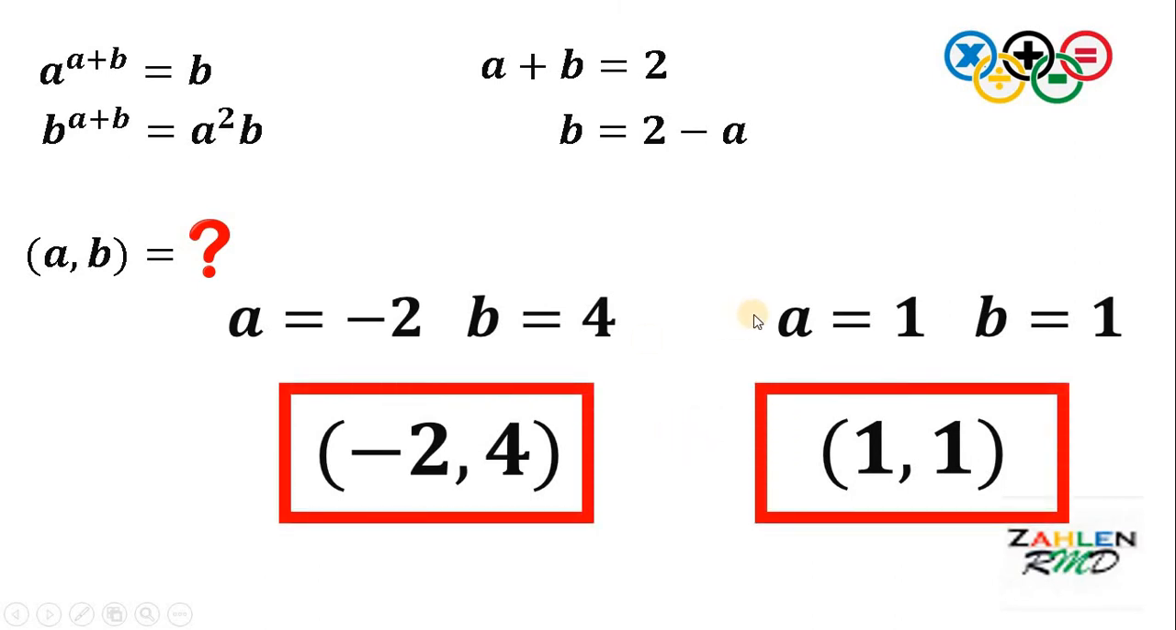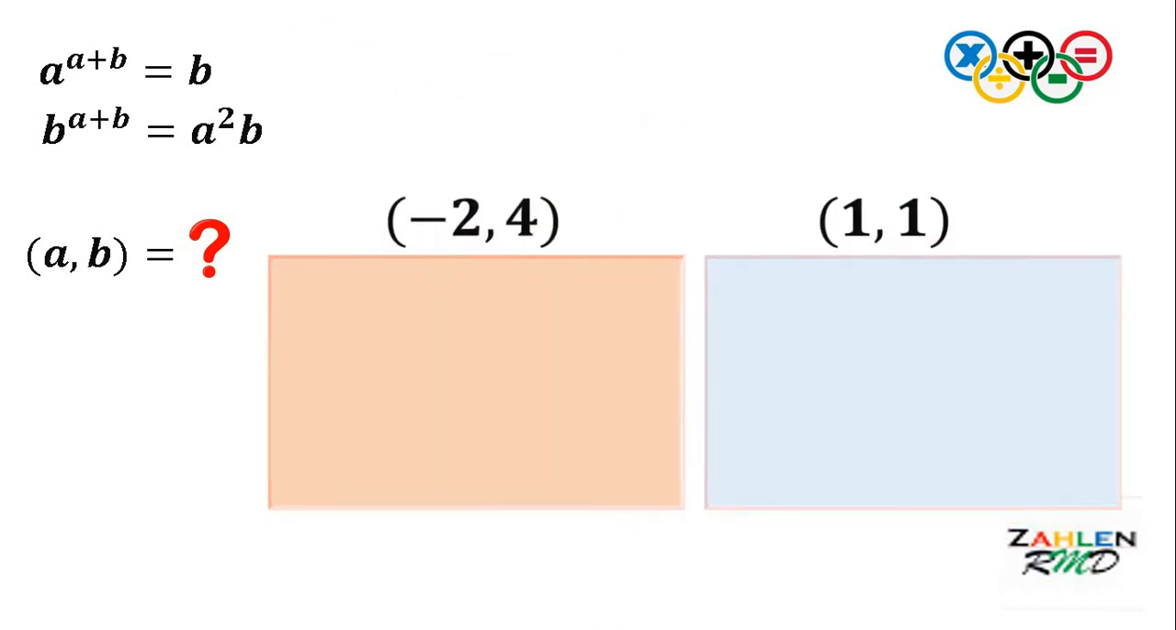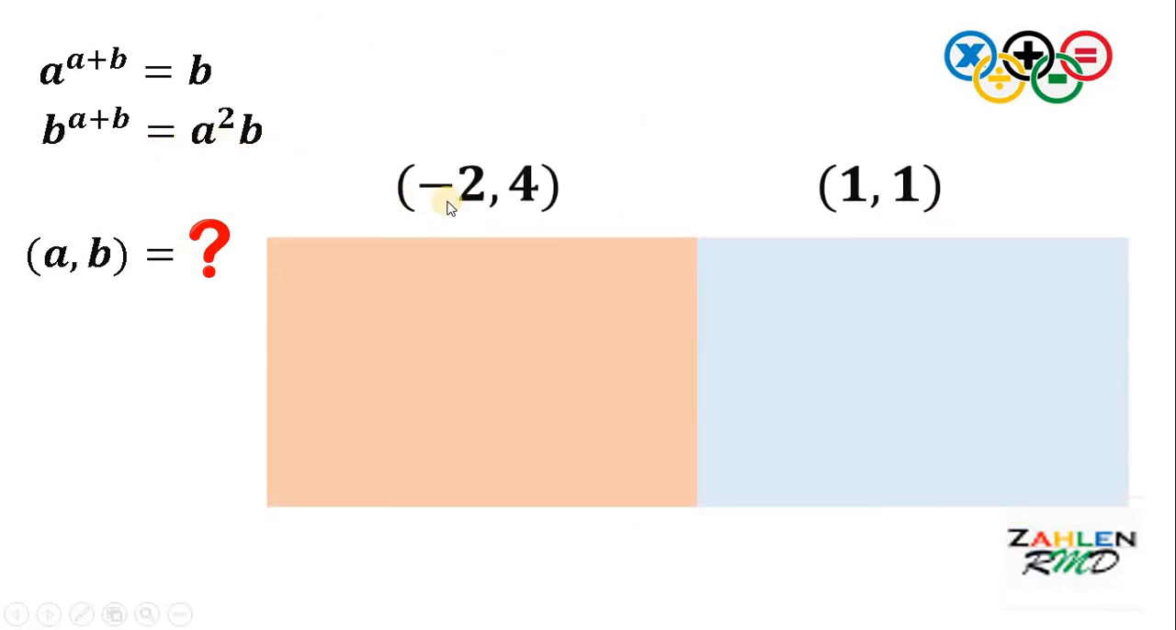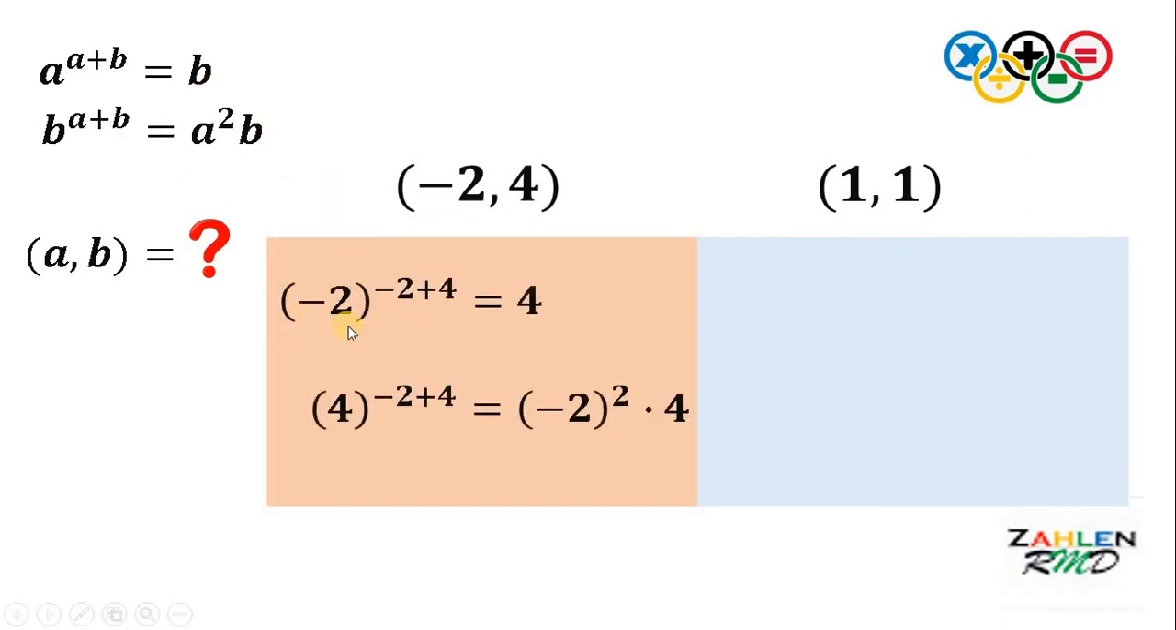Now at this point, let's check if those values fit our equation. Now let's first check negative 2 and 4. So what we're going to do is replace all a with negative 2 and all b with 4. If we do that, we get negative 2 raised to negative 2 plus 4 equals 4. And on the second equation, we have 4 raised to negative 2 plus 4 equals negative 2 raised to 2 times 4. Now, negative 2 raised to negative 2 plus 4 is negative 2 raised to 2. Negative 2 raised to 2 will give us 4, therefore, the first equation satisfies.